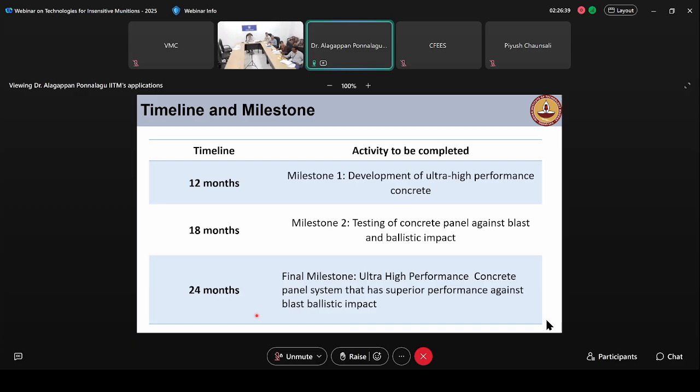And in the next 6 months, we will do ballistic blast and ballistic impact testing, using a shock tube and also projectile impact testing, to evaluate the performance of the ultra high performance concrete which has been made. My final target is that we will finally come up with a panel which will be meeting the objectives which we have set.